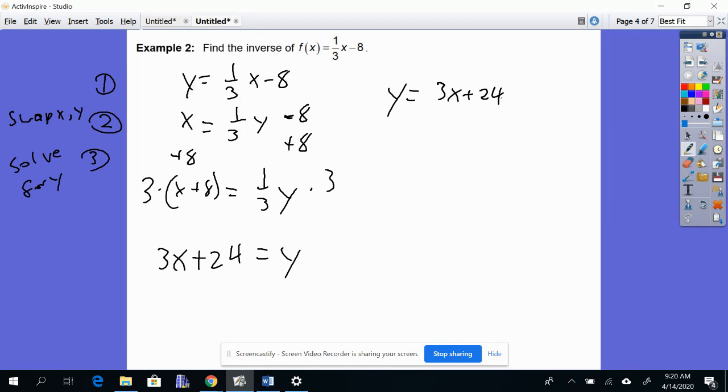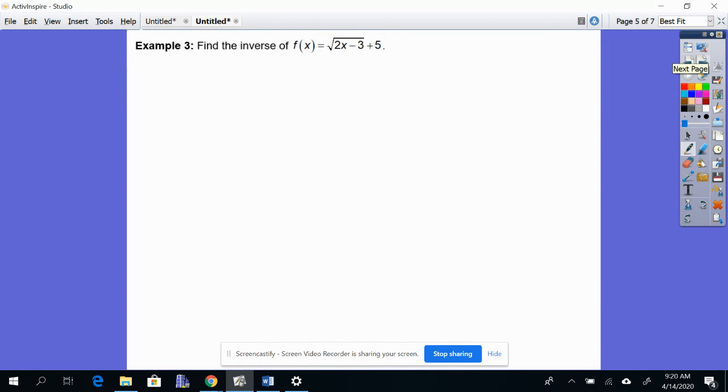Okay, and then last up, I just need to put it back in function notation. All I need to do here is say the inverse function, so f -1 of x is equal to 3x plus 24. And I'm done. That's it. Okay. Most of these are not too bad. The last one is a bit tricky, so hang around for that one. I'm going to walk through these each one at a time.